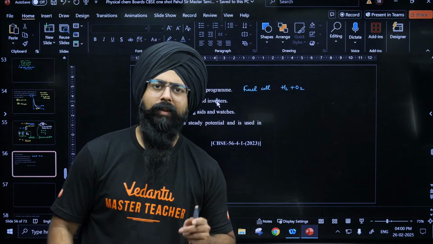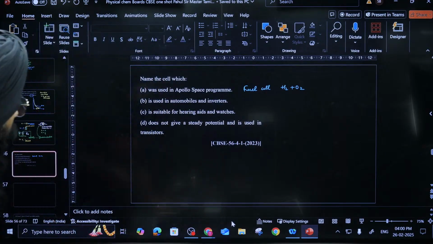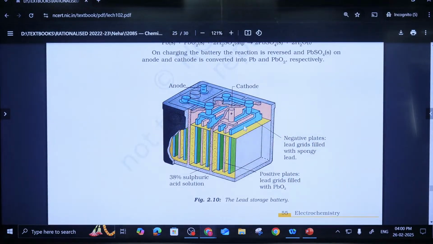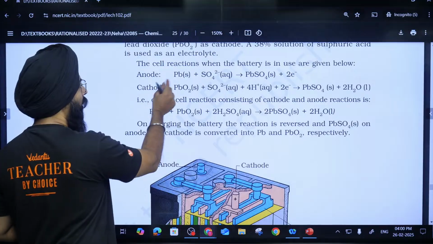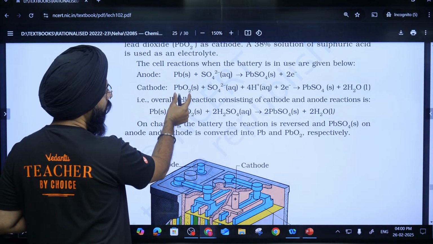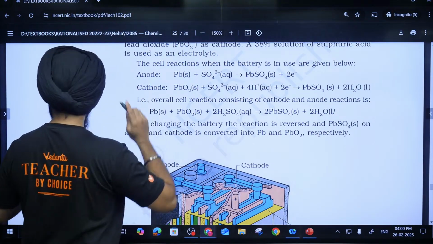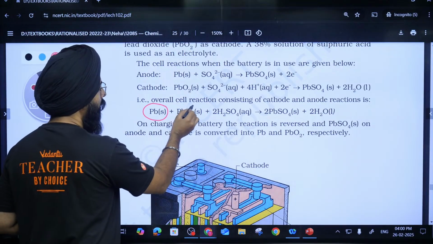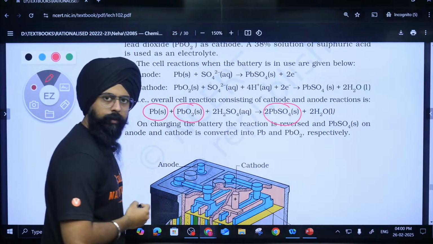Lead acid battery, this very simple battery that we have in our cars. So in the lead acid battery, what do we have? Essentially we've got this type of a system. On the anode, we've got lead with sulfuric acid. On the cathode, we have lead oxide with sulfuric acid. Look at the overall reaction for once: lead plus lead oxide going towards lead sulfate.